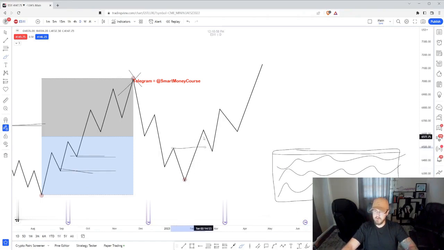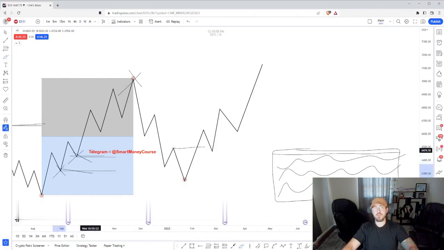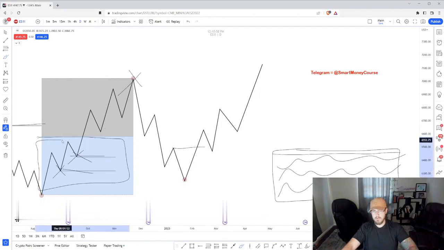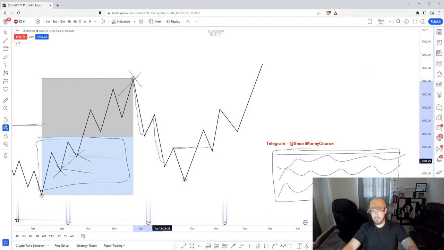Now, this is very important. So pay attention to this part. If we get a structural break with displacement after cleaning out all or the majority of the internal liquidity at a discount, then we expect price to expand. But until we get that, we expect price to continuously retrace.